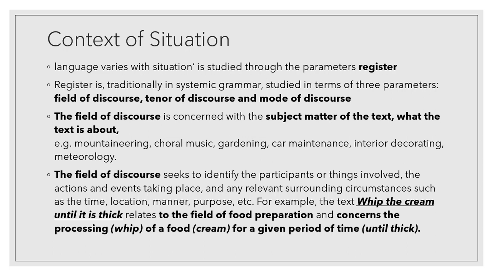Can you predict the field of it? Good. The field of it is going to be food preparation, or cooking a food, for example. And it involves processing. How do I know? Whip. Whip is vocabulary. It is a verb, and it is a process. And then whip what? Whip a food, a cream. And then you are going to identify a period of time: until it thickens.